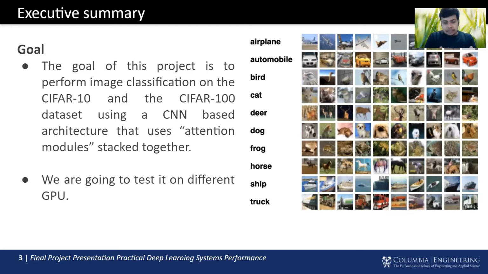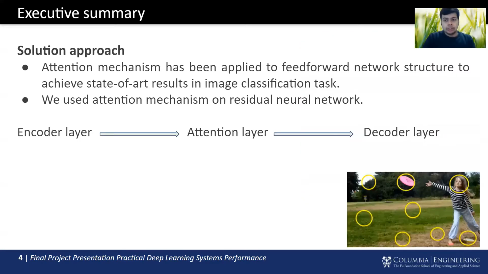Similarly, the neural network works in the same way. It puts its attention on a particular input, and the rest of the input is blurred. Now we are going to test it on different GPUs. We are going to compare the time and accuracy on different GPUs like Tesla P100, Tesla V100, Tesla. Okay. Now, solution approach.